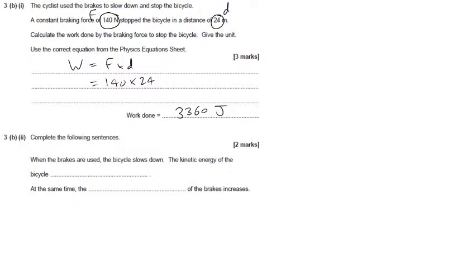When the brakes are used, the bicycle slows down. Question 3b2 is about energy conversion. So the kinetic energy of the bicycle, because it's slowing down, the kinetic energy decreases. And that kinetic energy is transferred to the thermal energy of the brakes, which makes the temperature of the brakes increase.